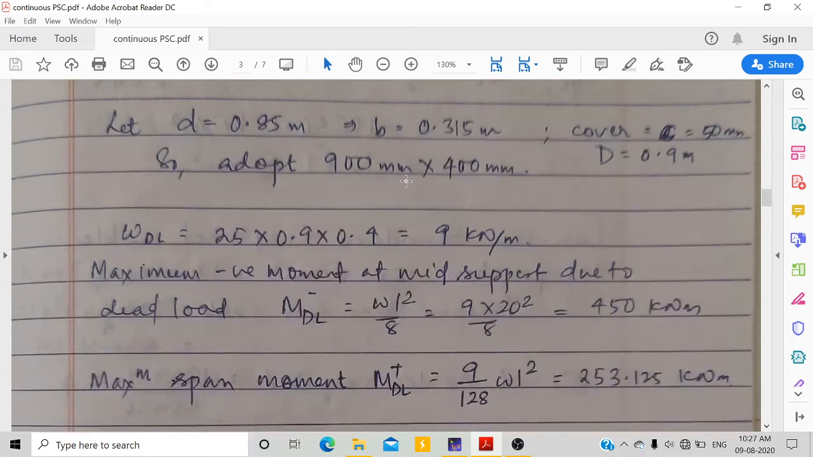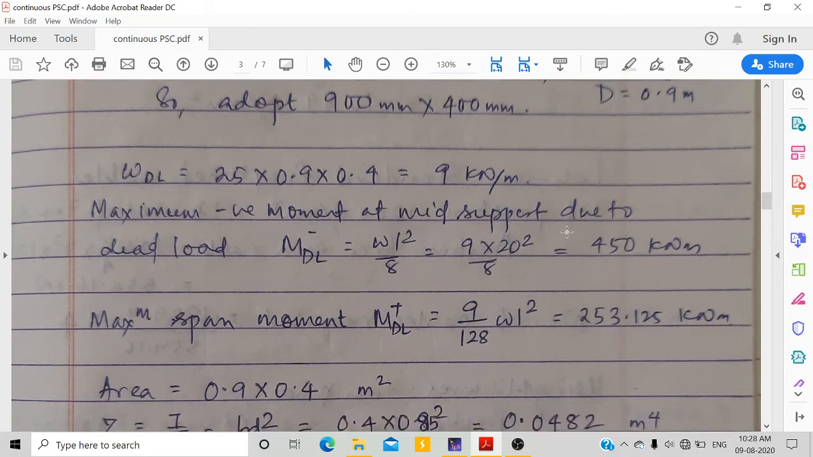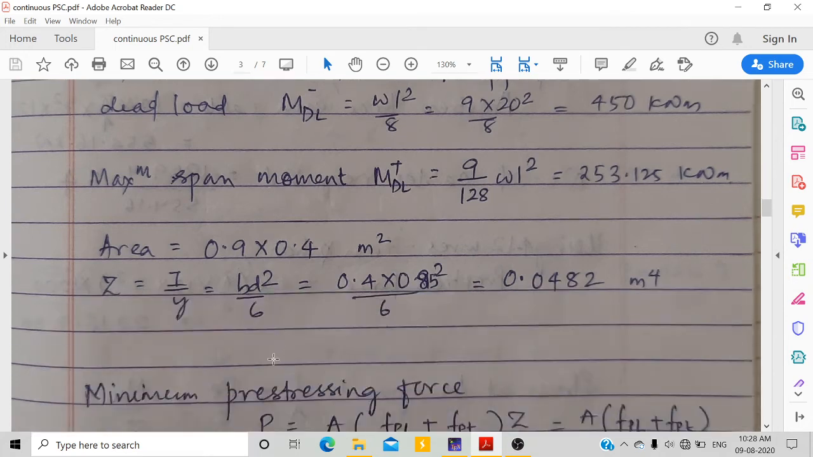Okay. After this, we can get the dead load 25 into BD, 9 kN. So as per the dead load, what is the maximum moment at mid support? WL square by 8, 450 kN per meter. And maximum span moment 9 by 128 WL square, 253.125 kN. Okay. So area and Z value also we can calculate since we have already got the dimension.